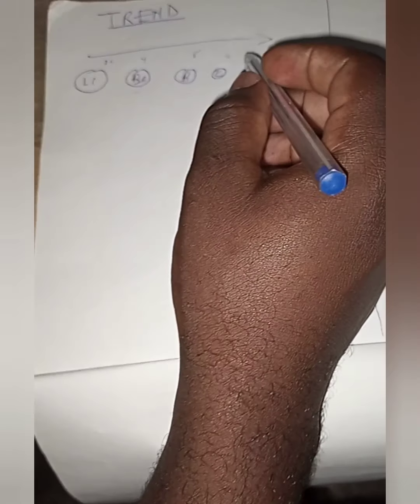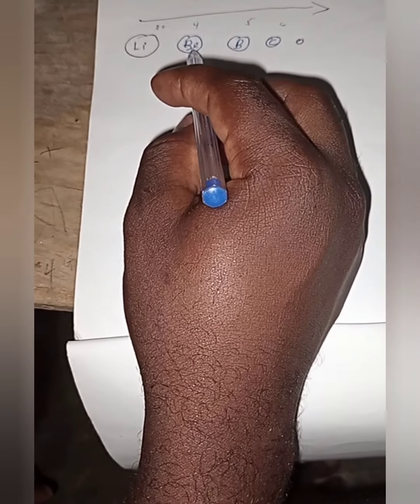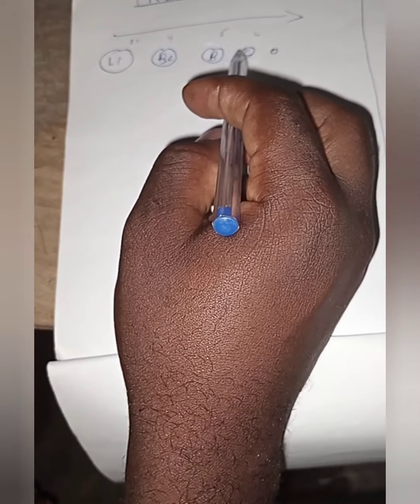For lithium, for example, the atomic number is three. Let me say this is three plus. Beryllium will be four. Boron is five. Lithium is three, beryllium is four, boron is five. And this is nitrogen, which is seven.